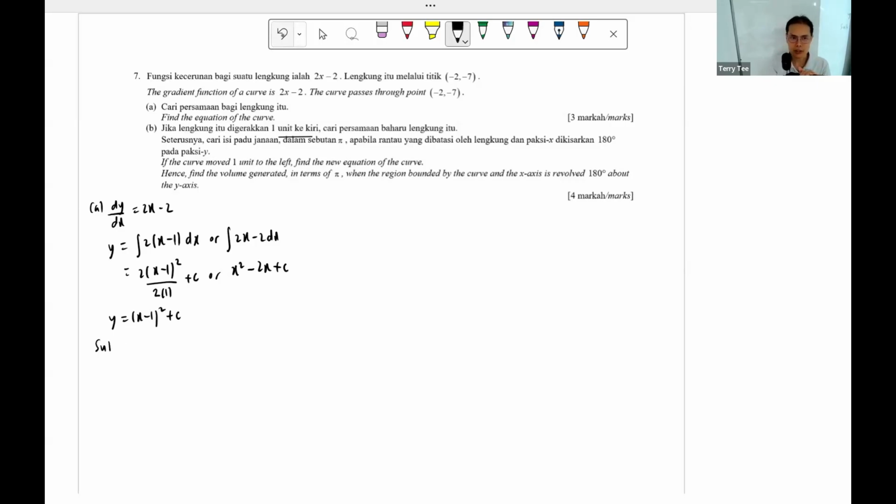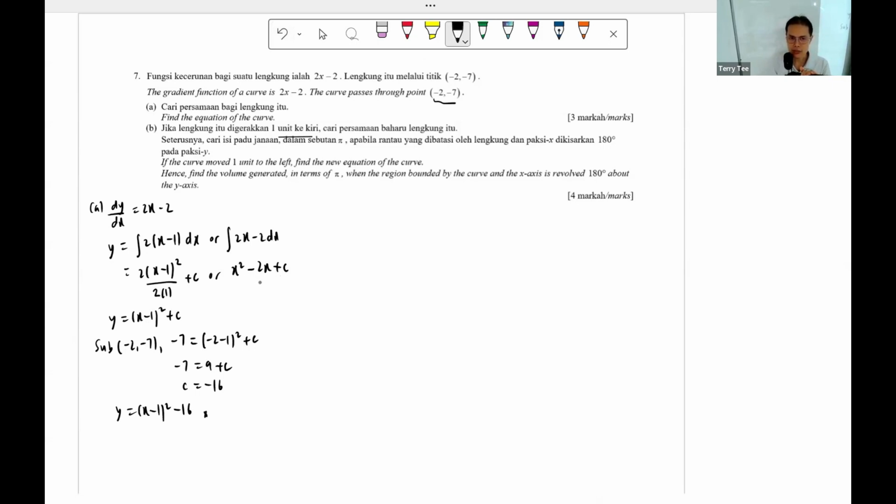Then I'm going to sub in the coordinate. It passes through point minus 2, minus 7. Your y is minus 7, your x is minus 2. So this is 9, right? Minus 7 equals 9 plus c. What's your c? c is negative 16. Your equation of the curve is this.